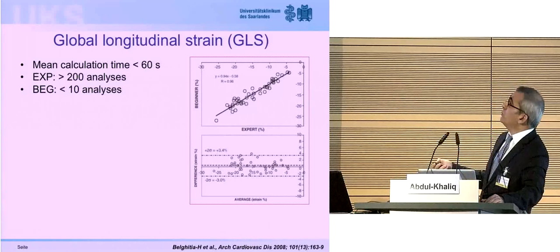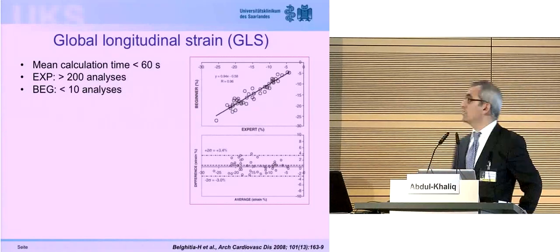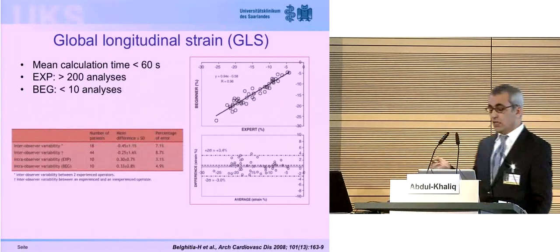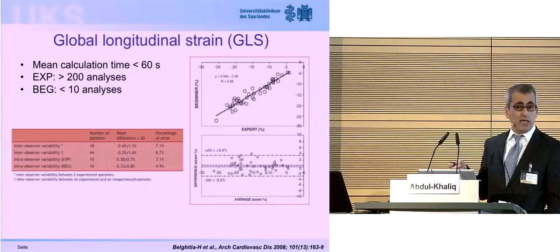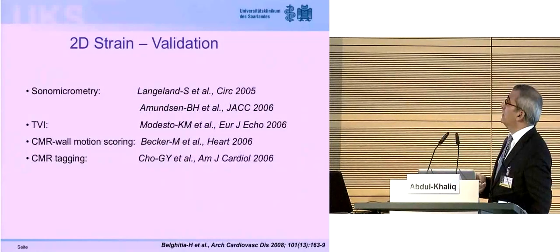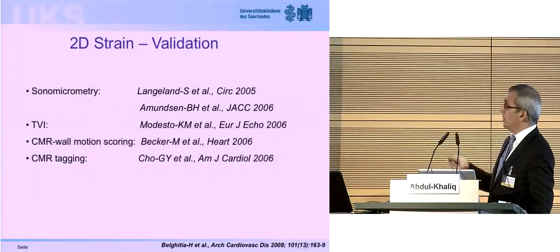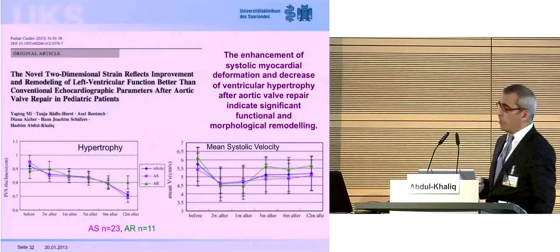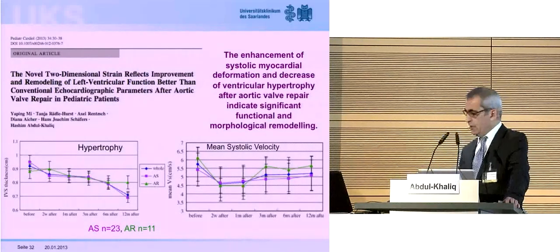And this is also a nice study comparing the methods between experts doing more than 200 analyses and beginners doing fewer than 10 analyses. And you see there is a very good correlation and very good inter- and intra-observer variability, as the method is very easy to perform. And there are also a lot of studies comparing these methods to other imaging methods.